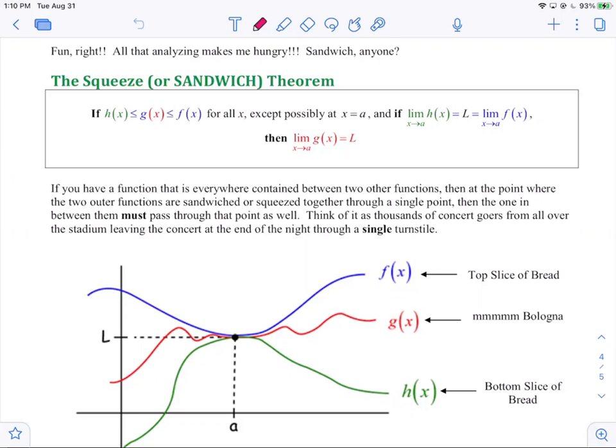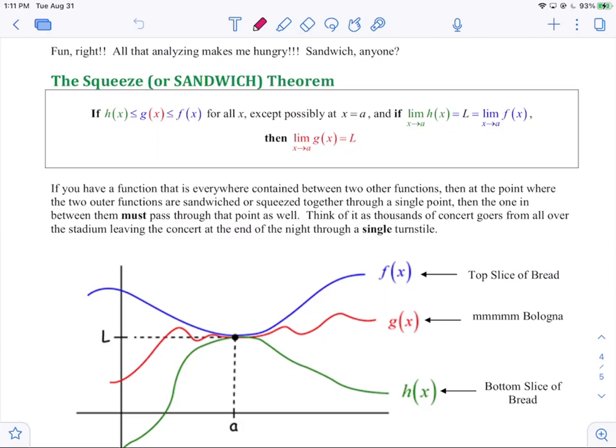It's basically this idea. Before I read it, you have this blue graph, f, which is the top slice of bread. You got this green graph, h, which is the bottom slice of bread. Okay, if f of x is greater than or equal to this unknown function g of x, which could be baloney, and h of x is less than or equal to this unknown function g of x, the baloney, then, and by the way, this could happen everywhere except at a, where the functions could be undefined, there could be a hole, whatever, it doesn't really matter.